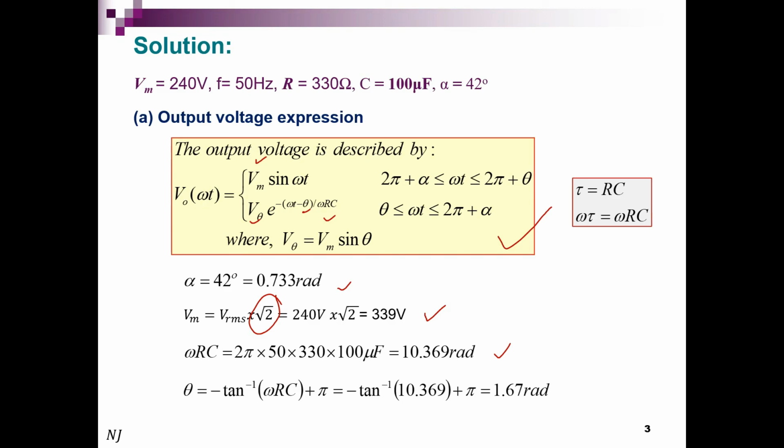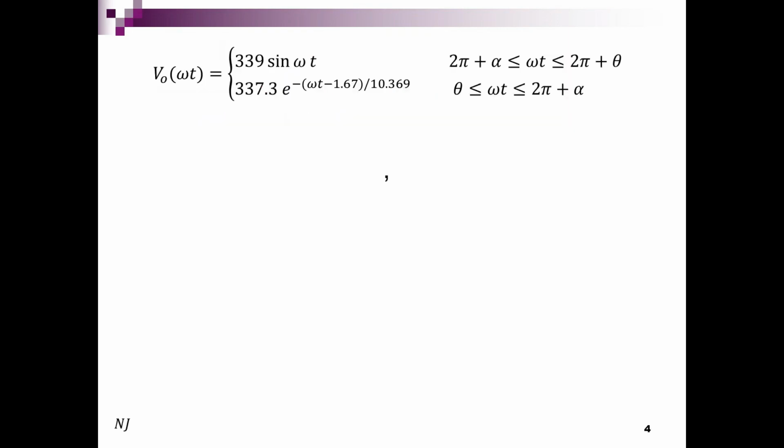And finally for the V theta, we will get 337.3 volts. Okay, then by substituting all the values that we have calculated just now, we will get the output voltage expression as shown in here.